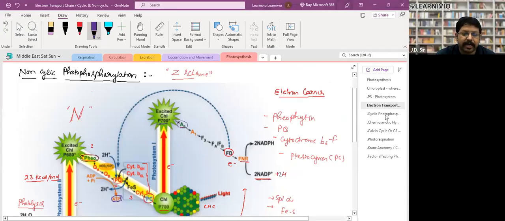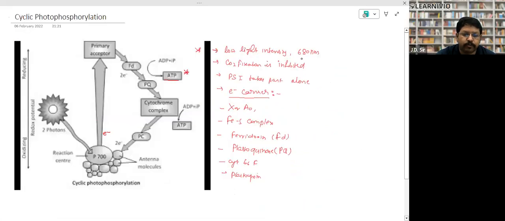Now come to this cyclic photophosphorylation. In cyclic photophosphorylation, the electron will not come back. Look. The electron will start its journey from P700, that means PS1. It will get excited, right? The primary electron acceptor will accept. They will go to ferredoxin. From ferredoxin, when this process will take place, that is very important. That is a question for your NEET.